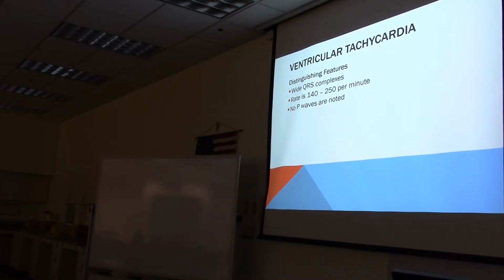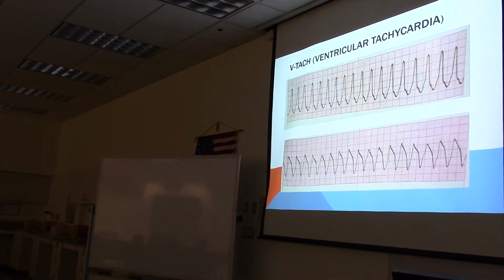All right, ventricular tachycardia has wide QRS complexes. The rate is 140 to 250 per minute, and you see no P waves. So big wide QRSs, if the rate is really fast, and it's just up and down, up and down, up and down, up and down.